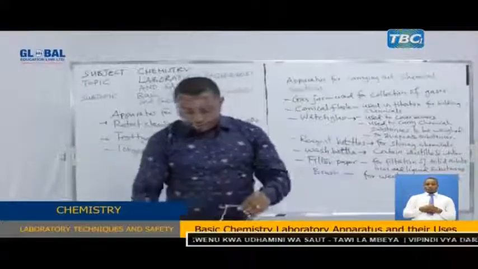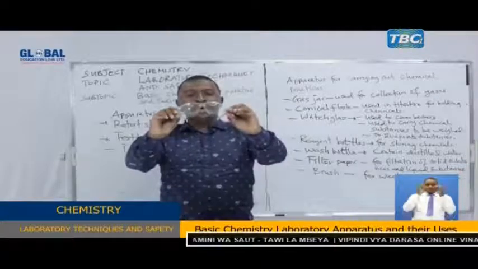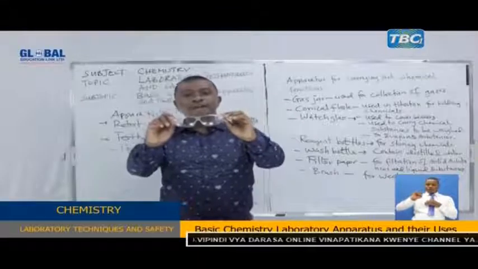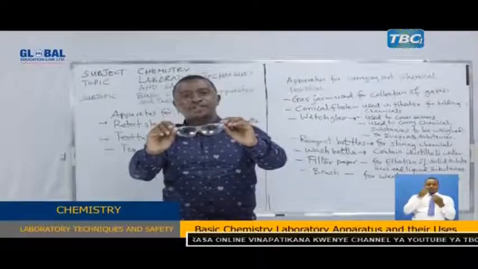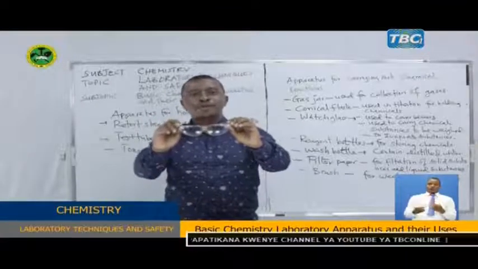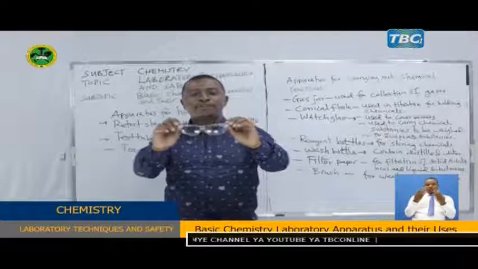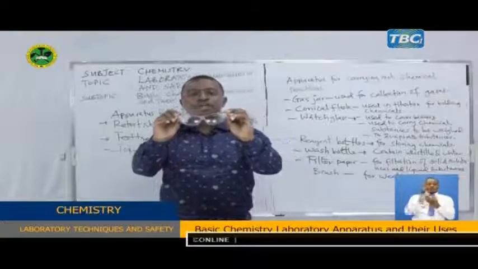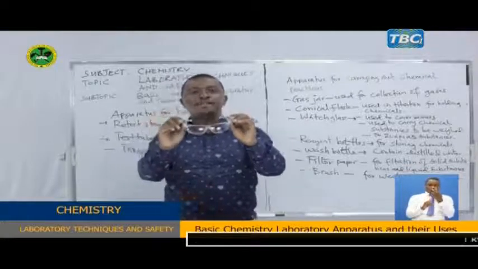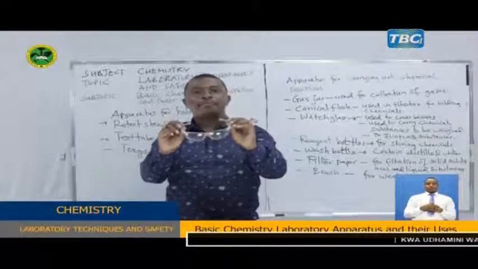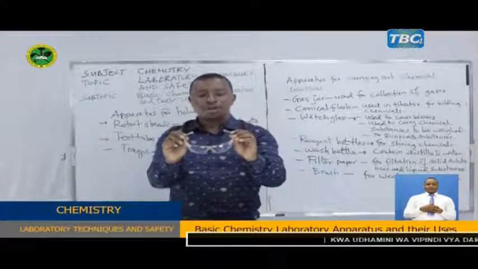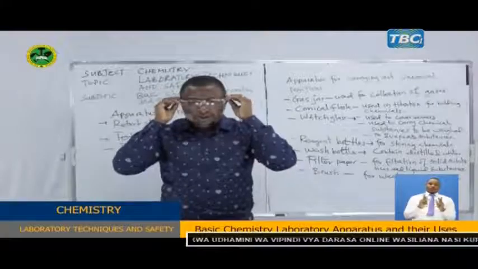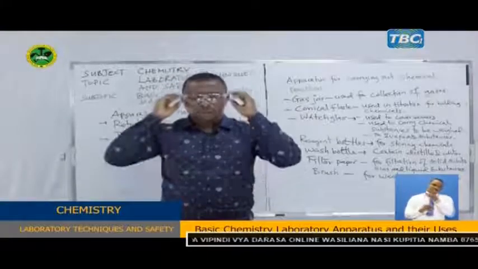We also have these ones here, called goggles. They are used to protect your eyes either from spurts or spills, because some chemicals can spill, can move at a high speed, or can give out gases. So these protect your eyes from being harmed by different gases or any other chemical. So you can put them on like this while doing your experiment.